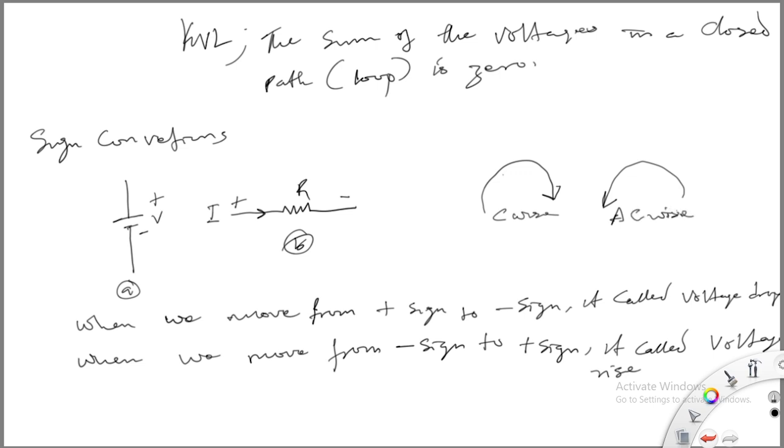This is clockwise, this is anticlockwise. When it's moved like this, we experience a voltage rise. It's gone this way, we experience a voltage drop. So I hope you have understood the message I'm trying to pass there. Alright, having done that, we now understood the sign conventions. I believe so.